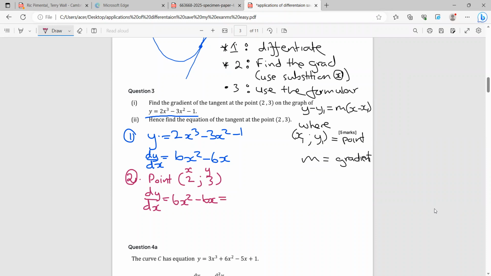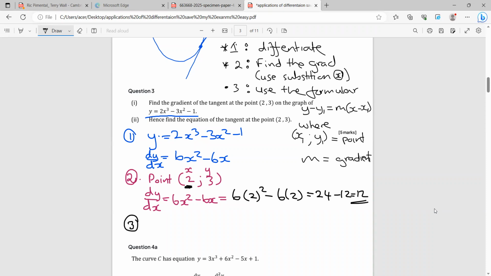Now, to find the actual gradient, I'm going to substitute only the x value into our function, just this x value. So we're going to get 6 times our x, 2, squared, minus 6 times 2 again. This gives us 6 times 4, that's 24, minus 12, and the answer is just 12. So our answer for step 2 is 12. That's our gradient. Now we'll move on to step 3.